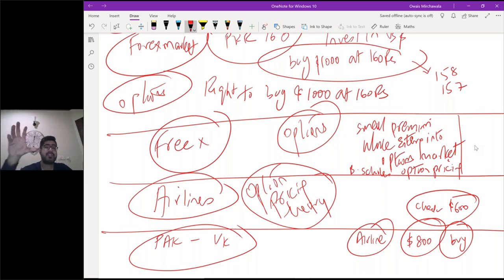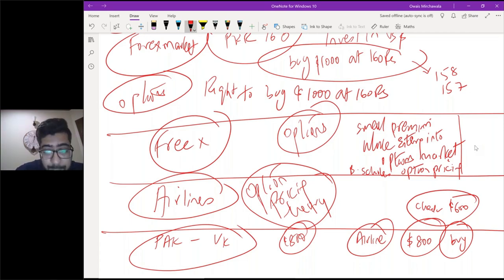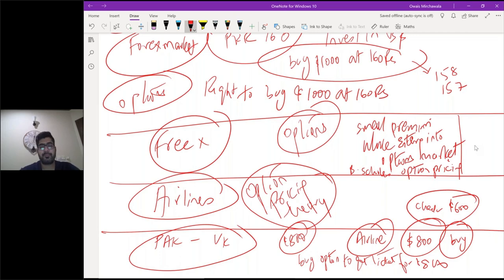So airlines have started giving you one thing. Let's suppose you are getting a ticket for $800. There's always a chance that ticket prices may go up if you buy here, and if you buy and the prices go down, there's always a risk. So airlines say, okay, don't buy the ticket. Just buy an option to get the ticket for $800. Don't buy the physical ticket, just buy an option to get the ticket for $800.